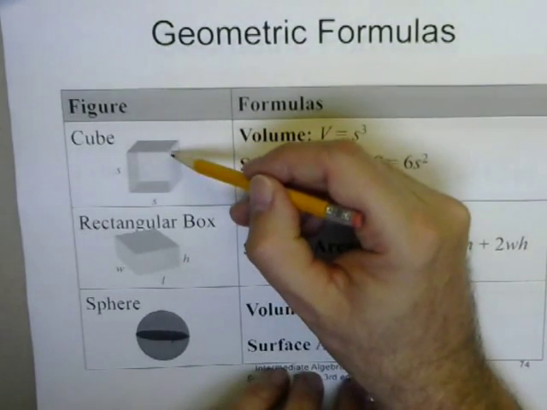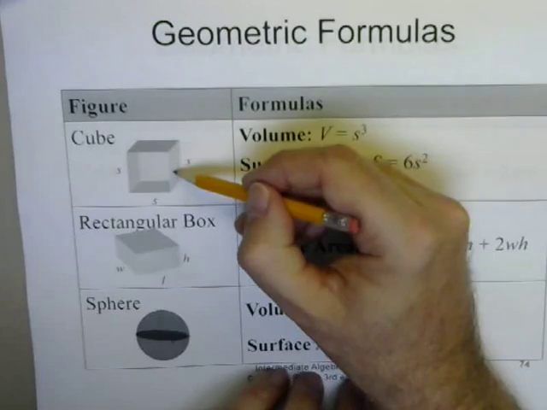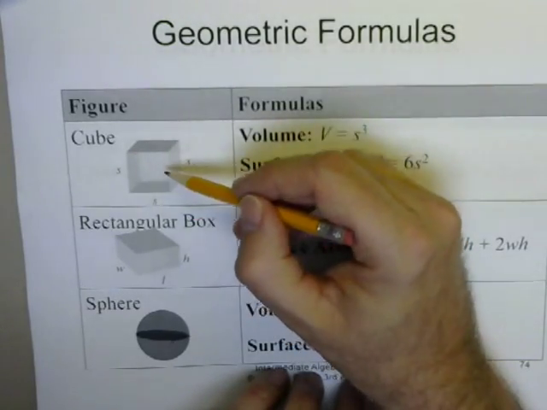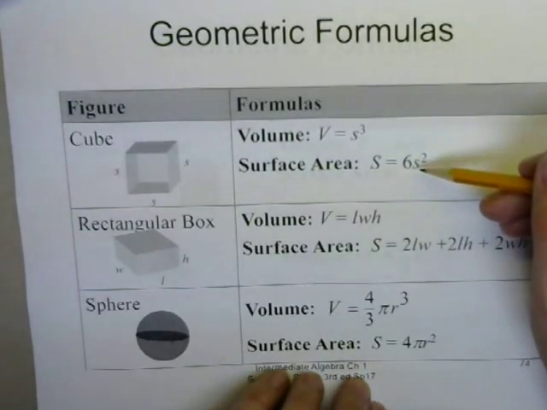The surface area of a cube: each face of the cube will have an area of s times s, and a cube has 6 faces, right? 4 for the sides and 1 for the top and the bottom. So the surface area would be 6s.